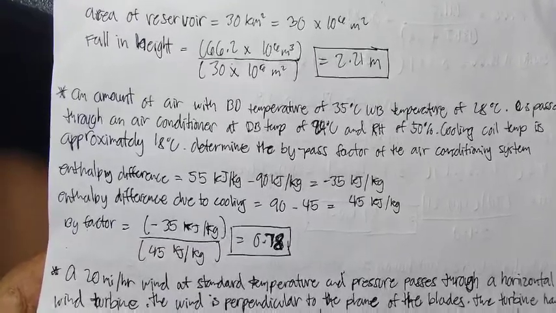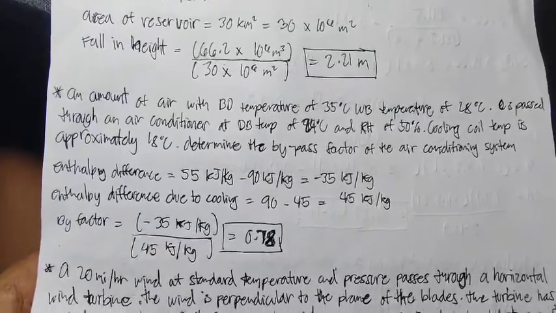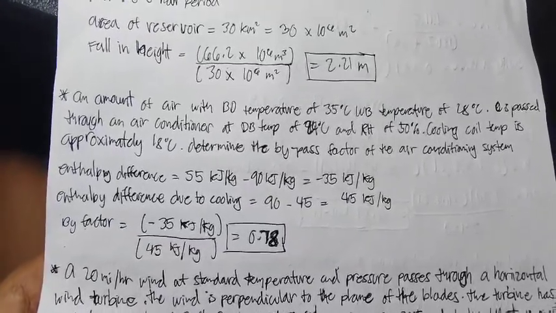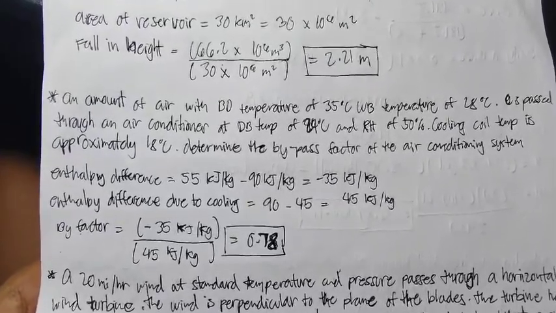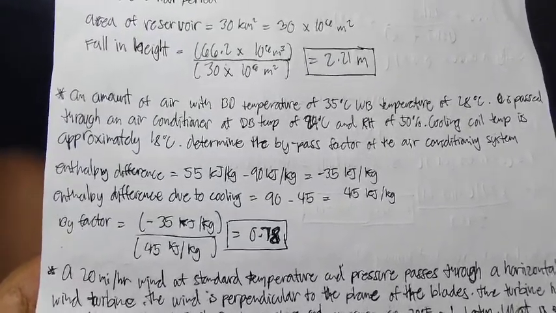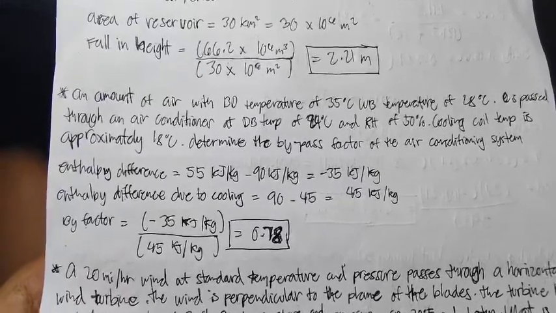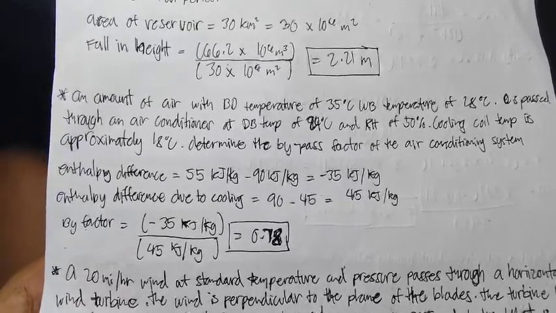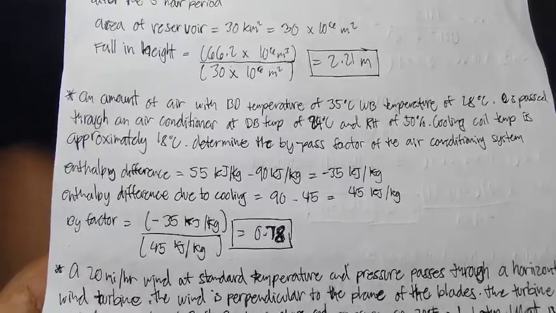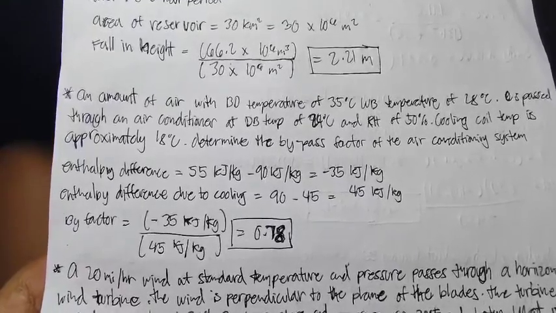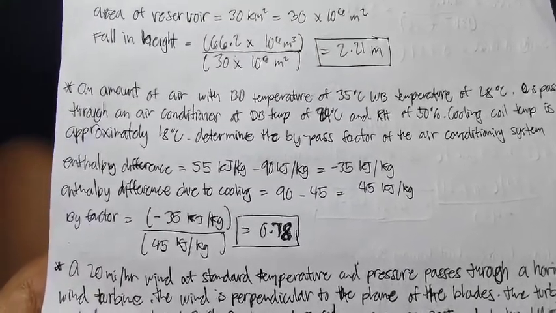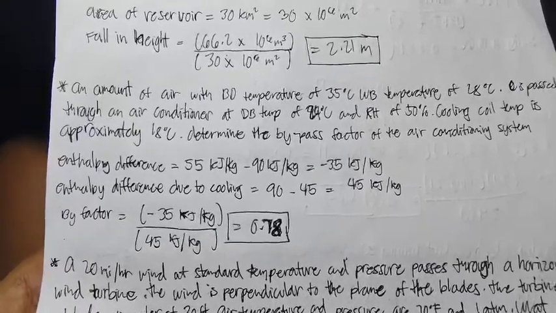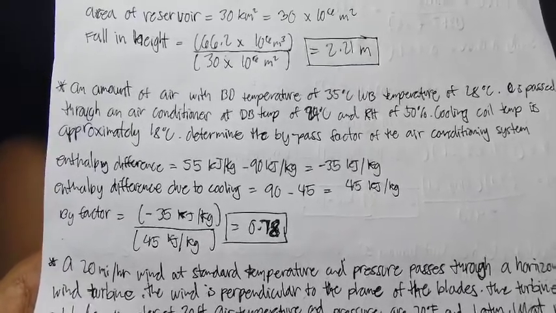An amount of air with a dry bulb temperature of 35 degrees Celsius and wet bulb temperature of 28 degrees Celsius is passed through an air conditioner at a dry bulb temperature of 24 degrees Celsius and RH of 50%. The cooling coil temperature is approximately 18 degrees Celsius. Determine the bypass factor of the air conditioning system.